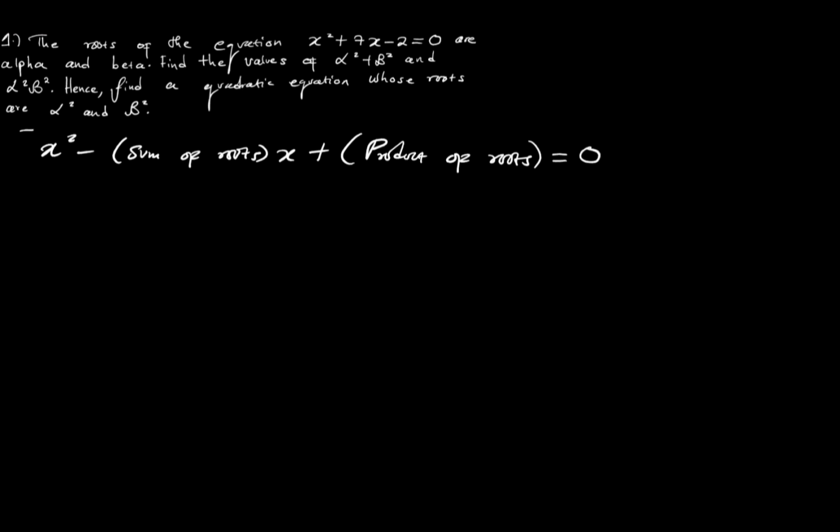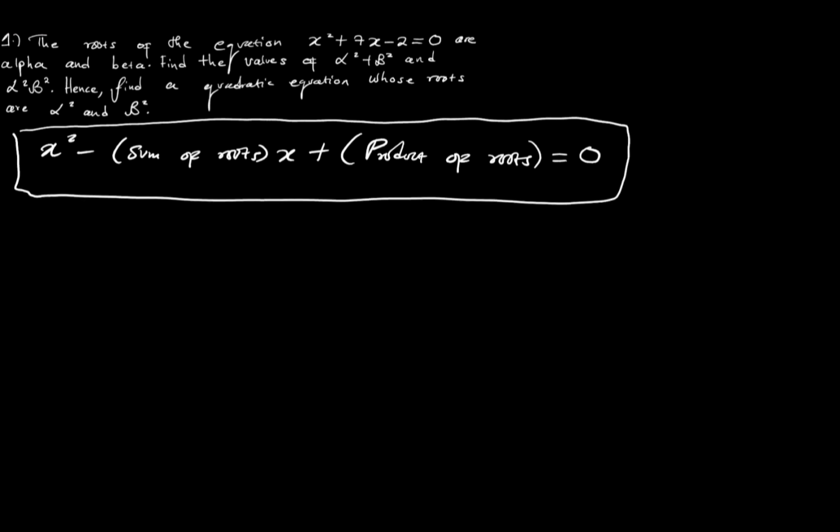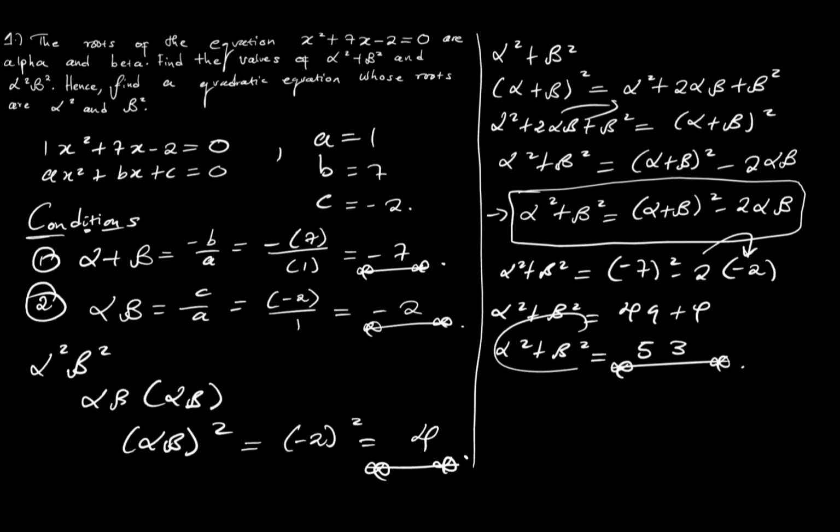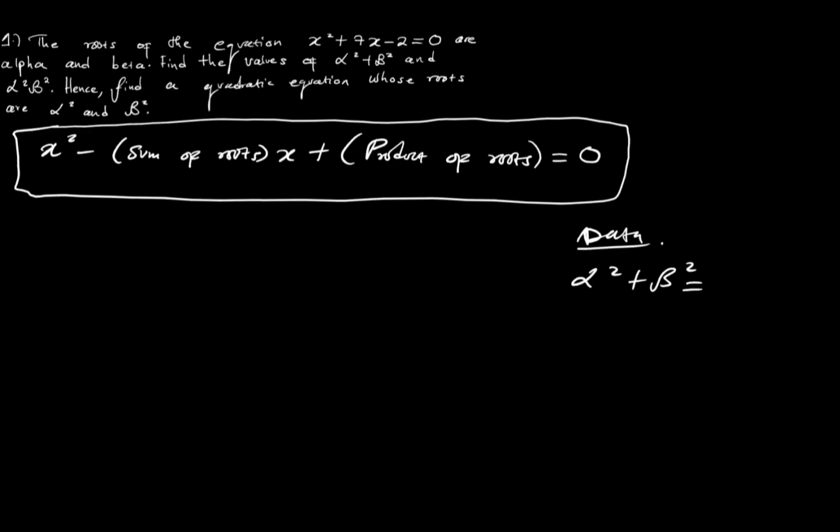0. So this is the equation for a quadratic equation whose roots are given, which you want to find. Now, what are the roots of the equation you're finding? Alpha squared and beta squared. So you need to find the sum of the roots: alpha squared plus beta squared. If you recall, we found the sum of these roots here. We have 53 as the answer. That's the sum of the roots.